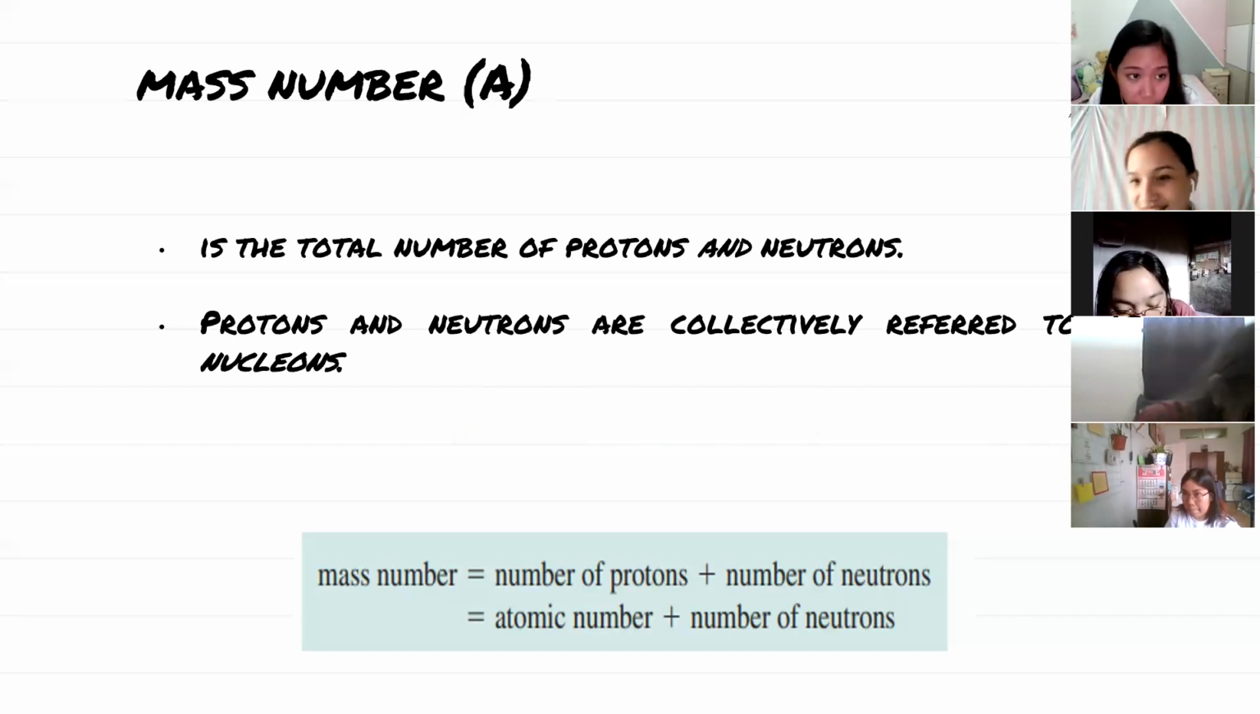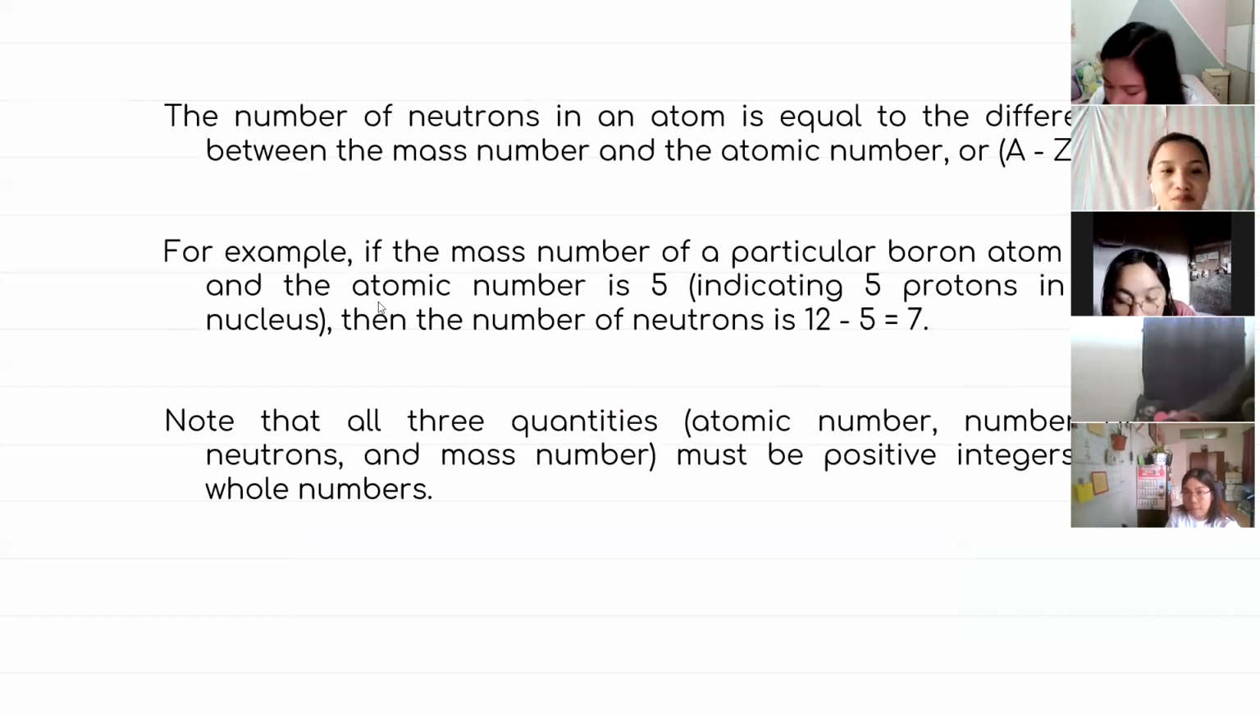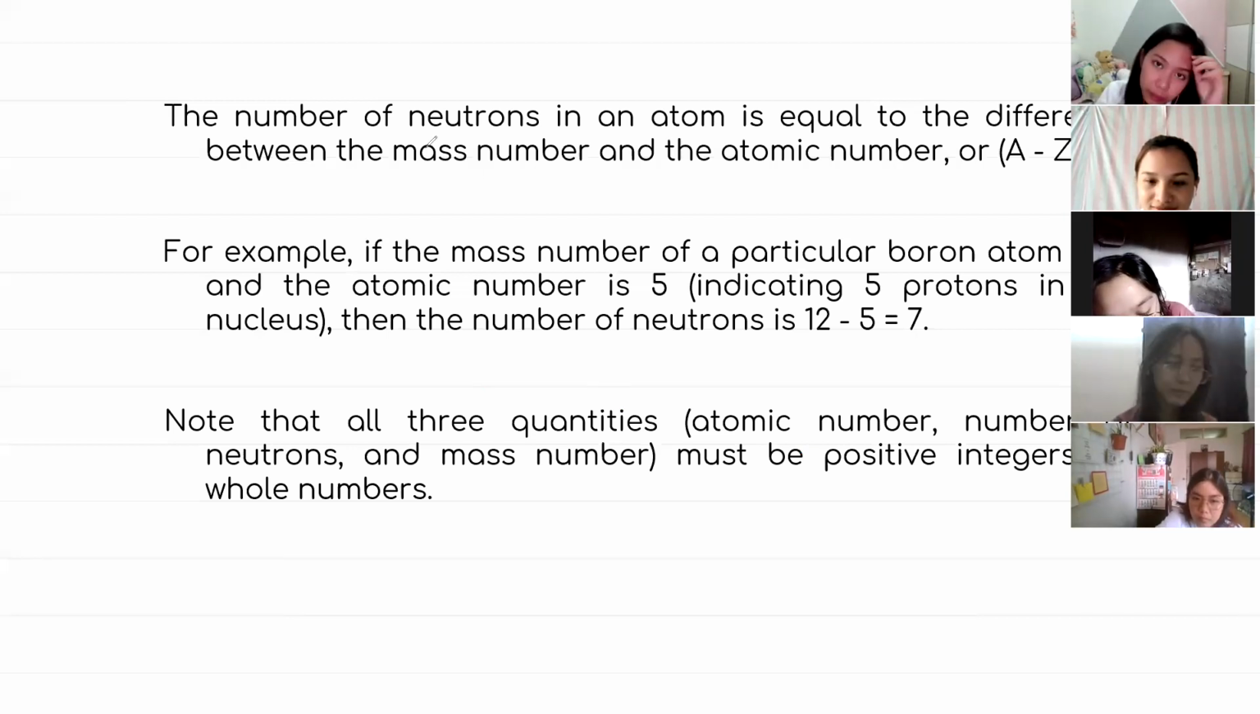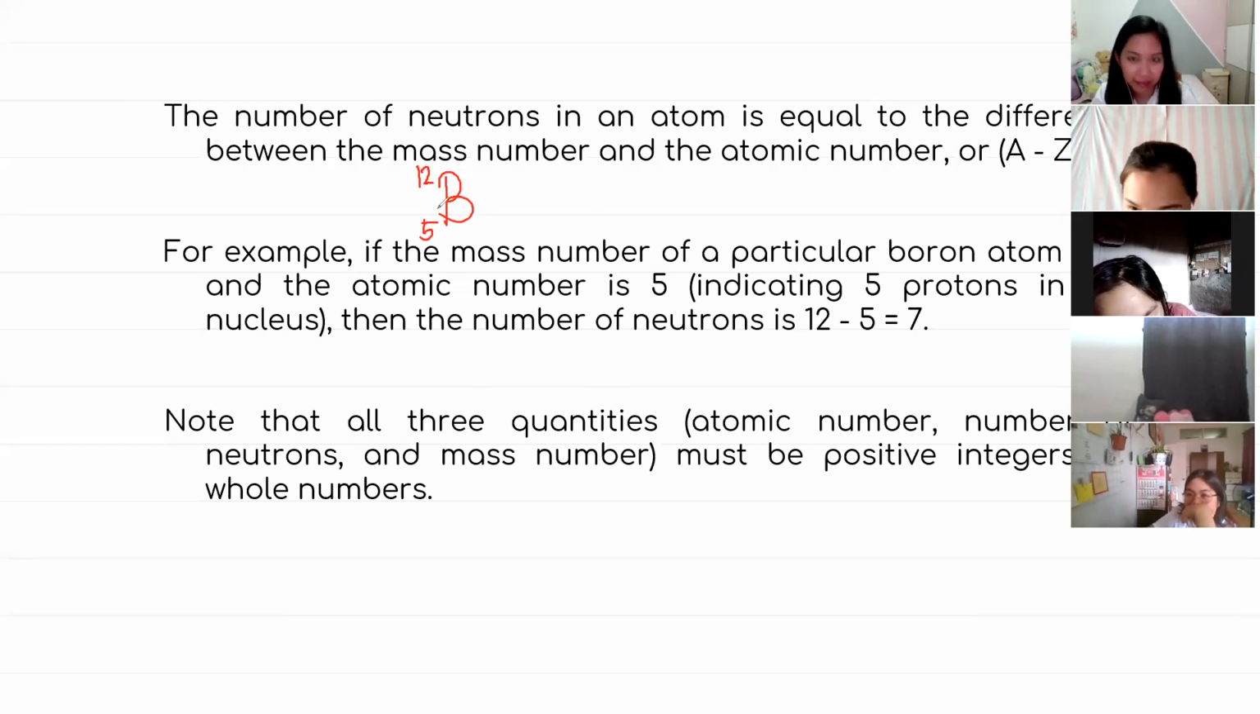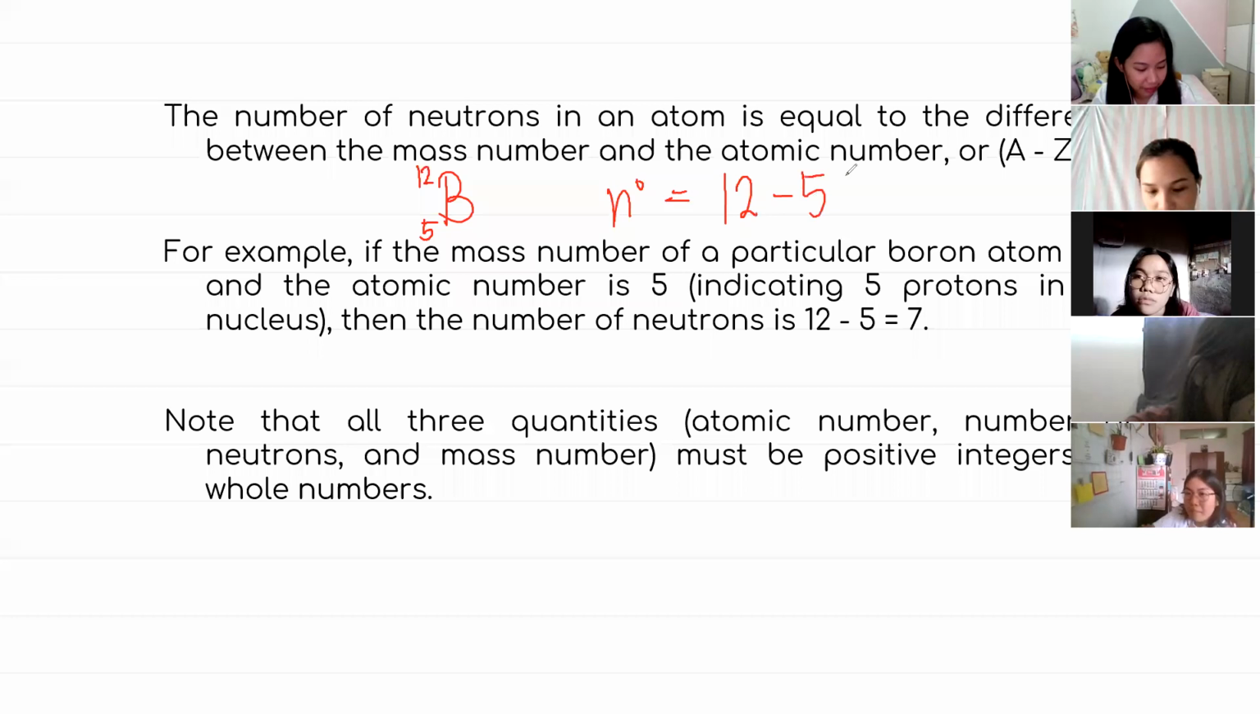So the number of neutrons in an atom is equal to the difference of the mass number and the atomic number. For example, boron, in our laboratory, is 12 and 5. The larger one is the mass number, and the 5 is the atomic number. To get the number of neutrons, we just compute 12 minus 5, which is 7. That's the number of neutrons for boron.